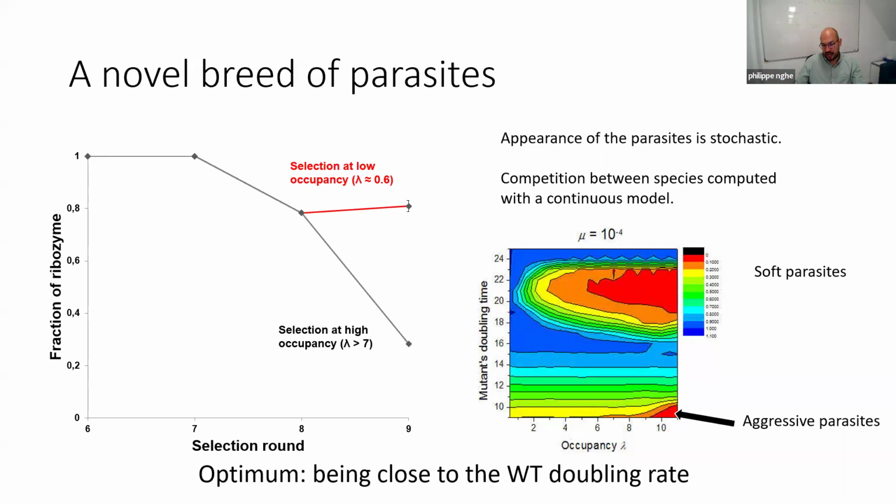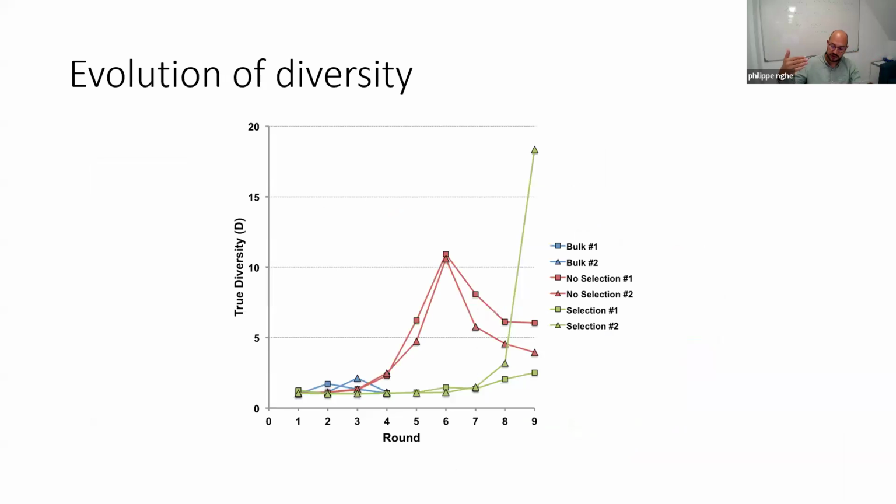And the optimum for those parasites is related to the mutant doubling rate here that you see on the y-axis, and the optimum in red is actually to be matched with the wild type, the functional molecule rate. So interestingly, this type of selection process selects automatically for molecules that replicate at the same rate as the functional molecules that preserve selection. Another interesting point is that if you look at the diversity, the bulk selection in blue leads to rapid death.